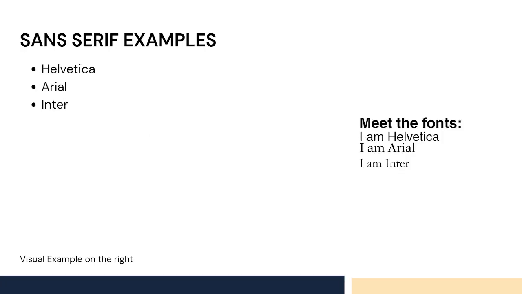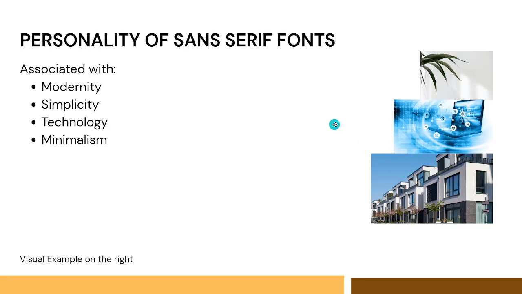And now back to sans serif. We have some examples of sans serif fonts that I have put here. The first one is Helvetica, the second one is Arial, and the third one is Inter. Like in the first example, I put a visual example here. Meet the fonts. The first one says I am Helvetica. This is font Helvetica introducing itself to us, and this is how the Helvetica font looks. The second one is Arial. I am Arial. And the third one is Inter, which says I am Inter. Now we have the personality of sans serif font.